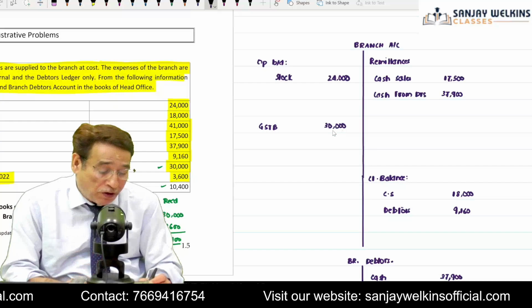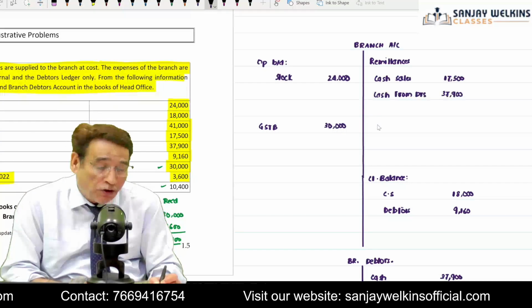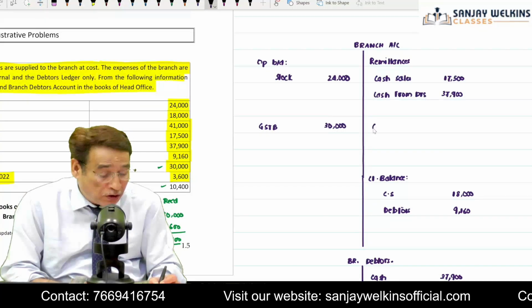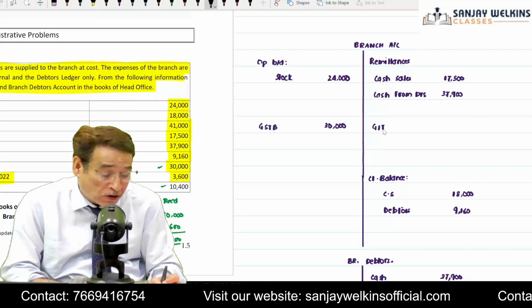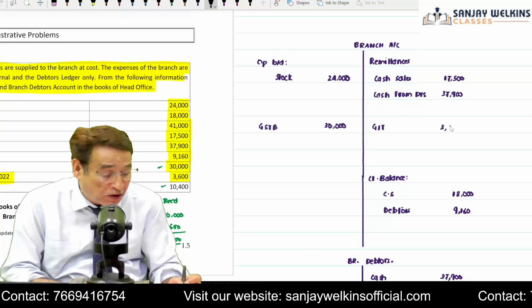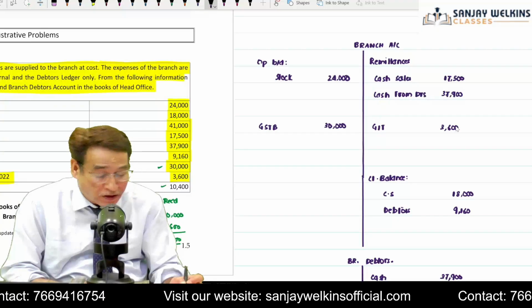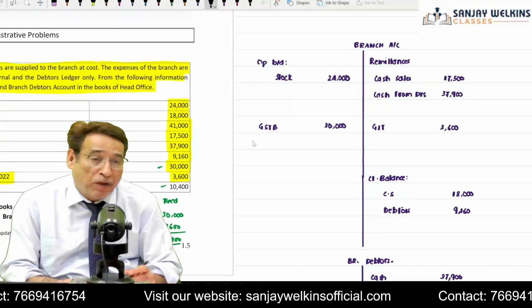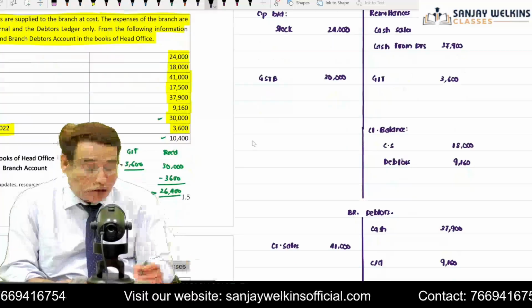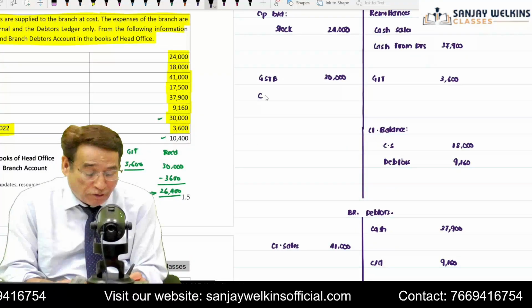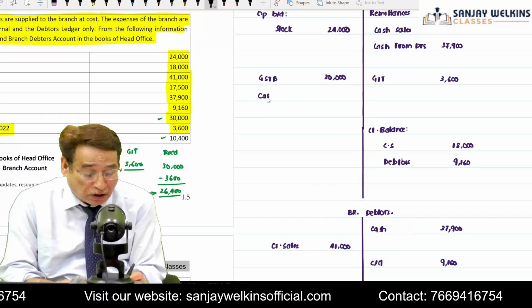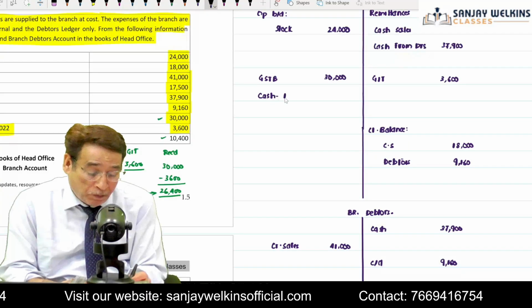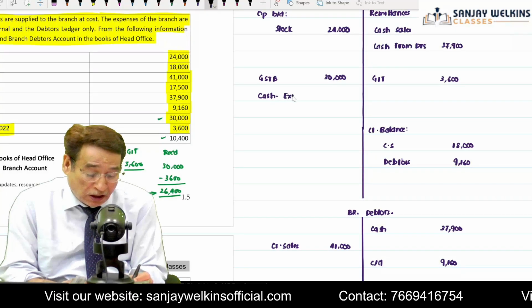So you will have to reduce this amount of 30,000, and in order to reduce it, I will write on the opposite side goods in transit. In case there are goods in transit in the question, you are going to put it on the opposite side, 3,600. Then expenses paid by head office for branch. Indirectly it means head office has sent cash for expenses. So expenses are worth rupees 10,400.